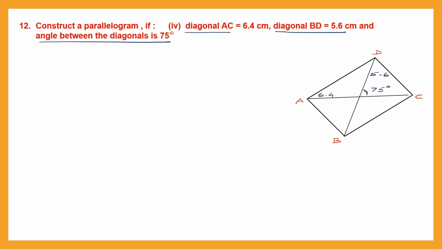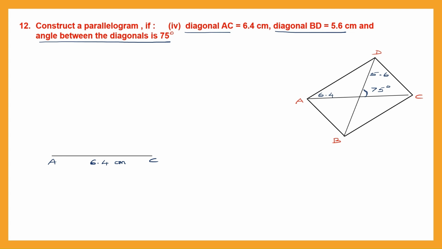Now we have to remember that the diagonals of a parallelogram will bisect each other. That means this diagonal will divide the other diagonal into two equal halves. This diagonal will divide BD into two equal halves. So let's begin by drawing AC, which is 6.4 centimeters. With the help of your ruler, draw AC, and this is 6.4 centimeters.